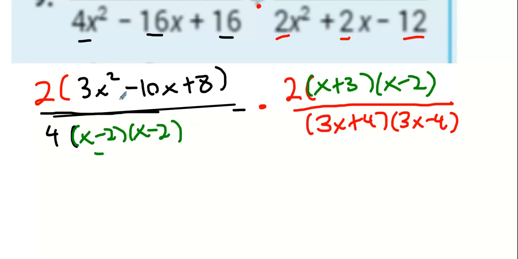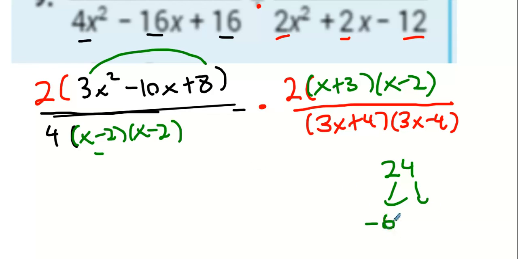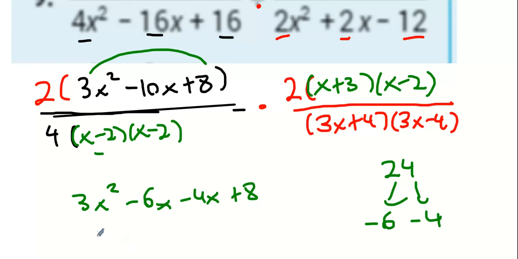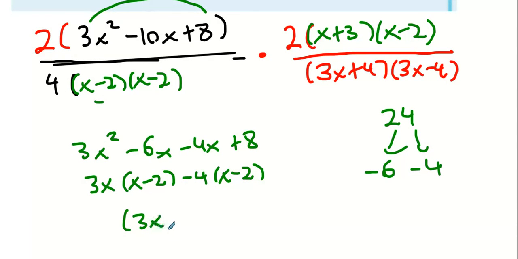Now the next one, 3 times 8, 24. Have to make minus 10 out of it, which is going to be minus 6 and minus 4. Okay, and when I do that, what I'm going to get is 3x squared minus 6x minus 4x plus 8. Factorize them both. 3x into x minus 2 minus 4 into x minus 2. Okay, and then we're going to get 3x minus 4 and x minus 2.